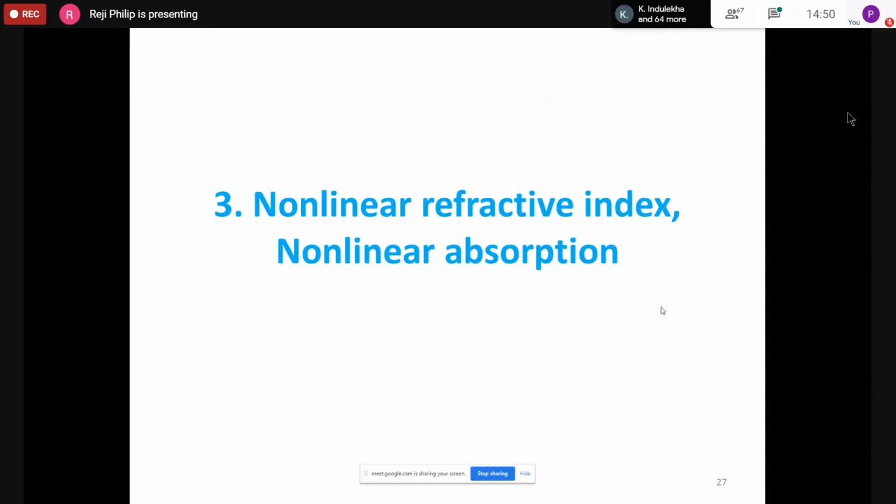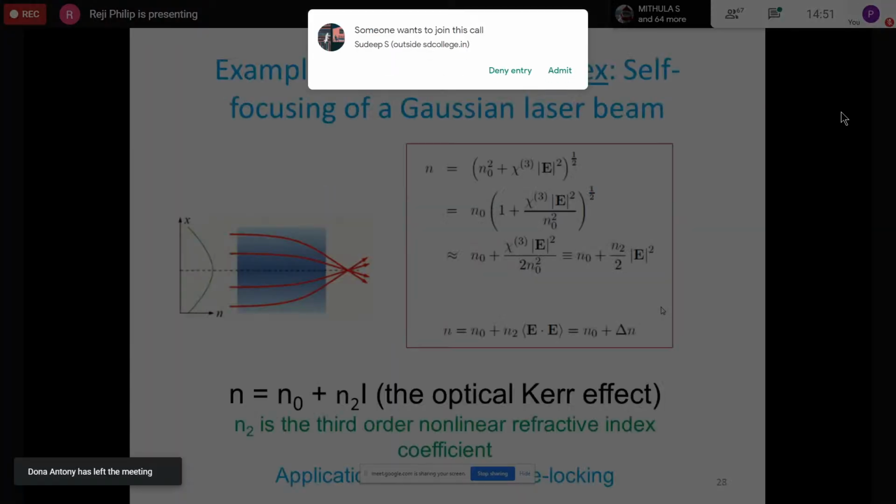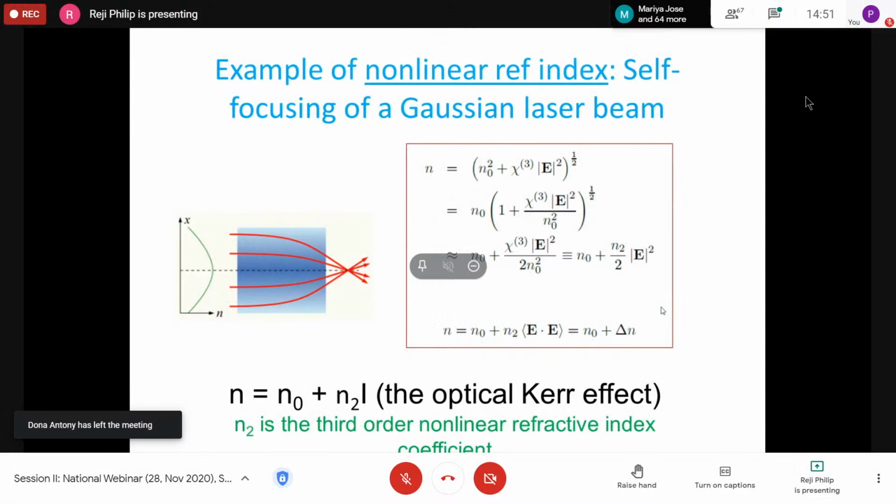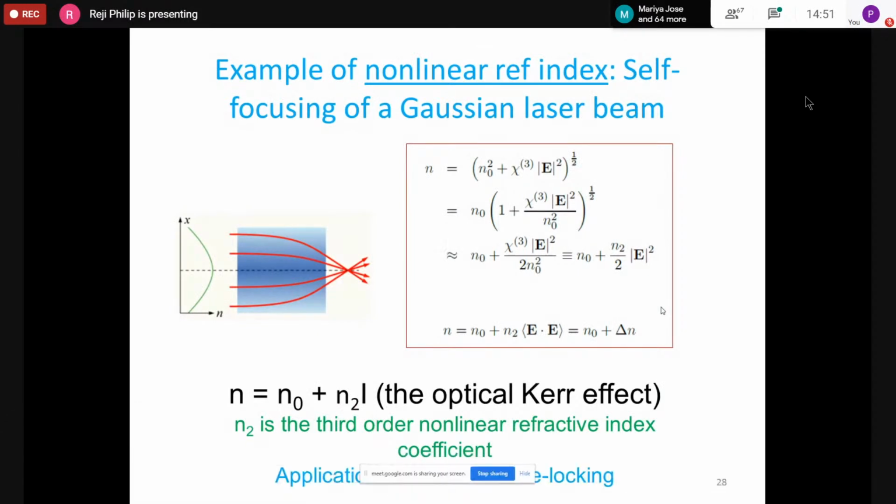So we just saw the application of nonlinear optics in the making of nanosecond, picosecond, and femtosecond pulses. Now we will see another aspect of nonlinear optics: nonlinear refractive index and nonlinear absorption. An example of nonlinear refractive index is self-focusing of a laser. The net refractive index of a medium can be written in the form n0 plus n2 I. This n0 is the normal refractive index, and n2 I is the nonlinear refractive index coefficient term.